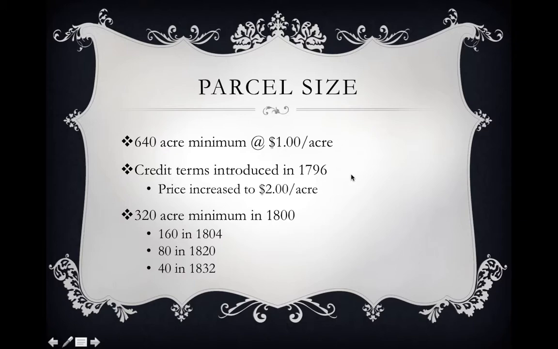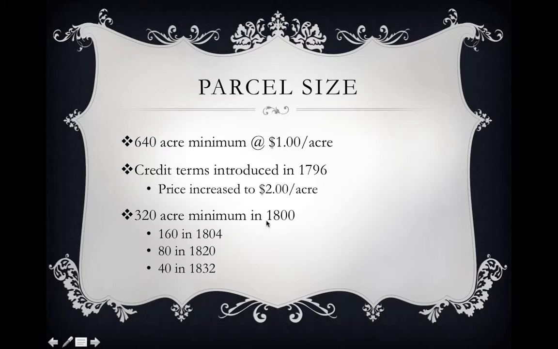So I want you to realize how difficult it was for individuals to purchase the land. You had to buy 640 acres of land at $1 an acre, so you had to come up with $640 worth of gold in order to do this. The sales were slow, so the federal government instituted credit terms to ease that up, but then they doubled the price of land.